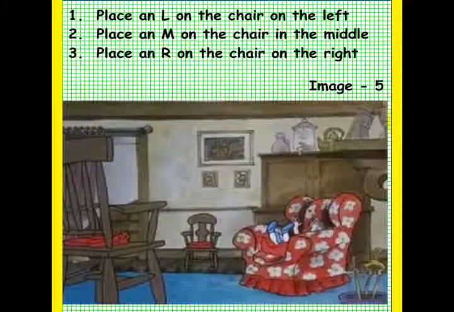We should have another student up at the smartboard for image 5. What we'd like for you to do here is place an L on the chair on the left, place an M on the chair in the middle, and place an R on the chair on the right. If you would please pick up a pen and place your letters on those chairs. Please do that now.